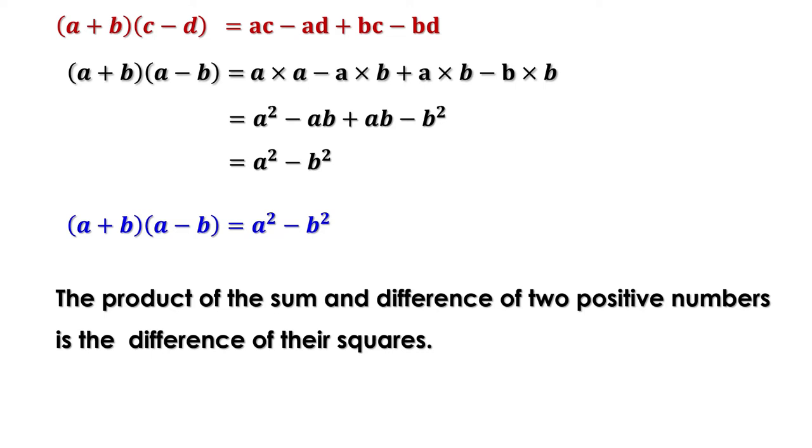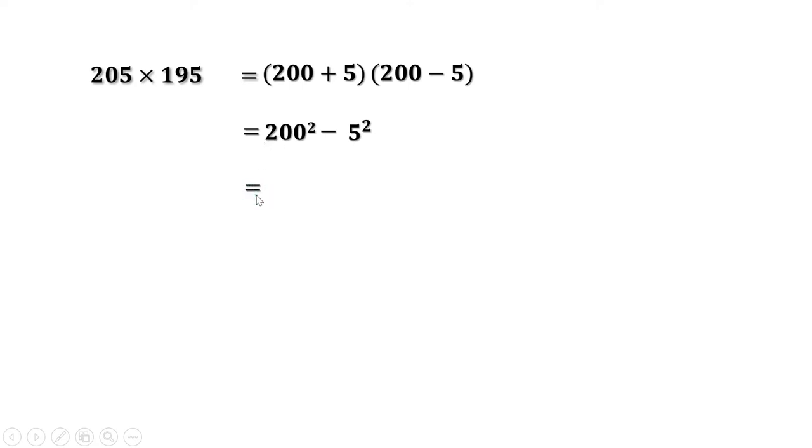Now let us see how we can use this identity. Let us multiply 205 by 195. 205 is 200 + 5 and 195 is 200 − 5. We know (a + b) × (a − b) is a square minus b square. Therefore, (200 + 5) × (200 − 5) is 200 square minus 5 square. Square of 2 is 4. Therefore, square of 200 is 40,000. 5 square is 25. 40,000 minus 25 is 39,975.